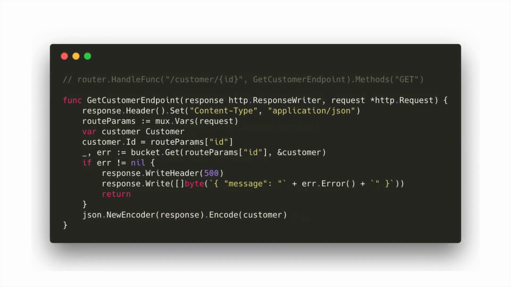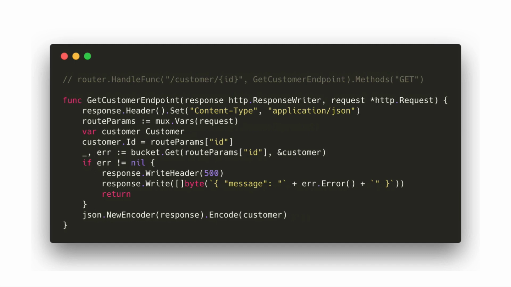Now, if we wanted to get a particular customer, so now we're not creating data, we're getting data. We're hitting this customer endpoint, and then there's a route parameter called ID. We're following the same steps. We're saying that we want to return JSON data, but this time we're using mux.vars to extract the route parameters. We're using the route param, the ID, so that key that was up there, and we're saying customer.id equals that. And we're also using that value to do a bucket.get.